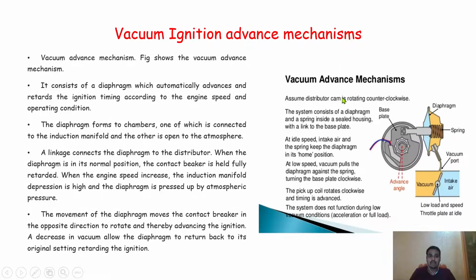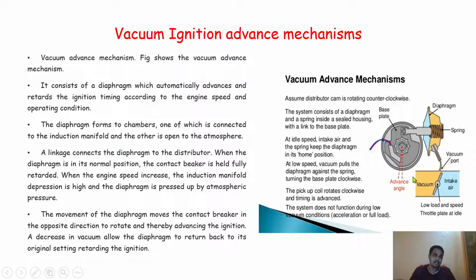Now we will see another type, called the vacuum ignition advance mechanism. The purpose is the same: we have to advance the timing of the spark plug, to provide the spark inside the engine cylinder, but with the help of a different way. Here we have the diagram of the vacuum ignition advance mechanism. Basically, such an advance mechanism is connected along with the carburetor of a two-wheeler engine. So here is the carburetor.